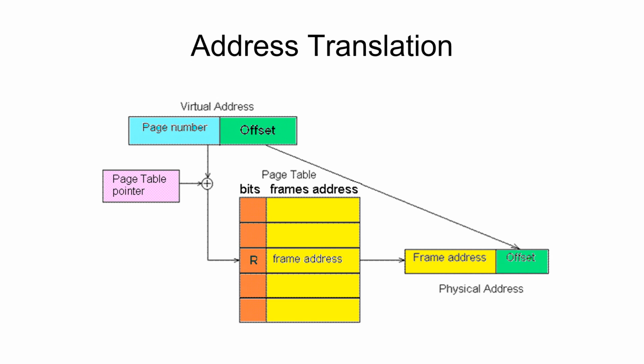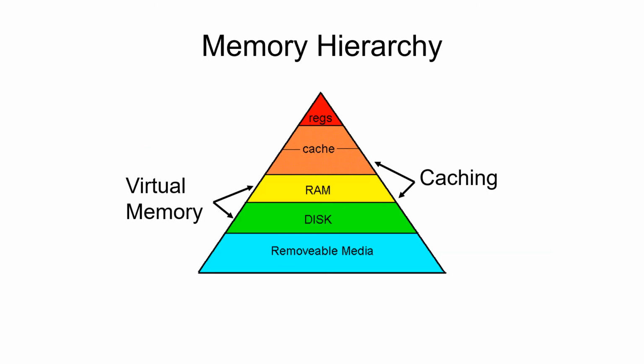Here's an example of splitting the address apart and then putting it back together in the physical address. So the offset, or the lower log base 2 of the page size bits, are copied to the physical address. The page number is used as an index into the page table, the residency bit is checked, and then the frame address from the table is copied to the upper part. There is a cache for this page table called the look-aside buffer, and the look-aside table is just a special cache for page items. Caching and virtual memory use the memory hierarchy.